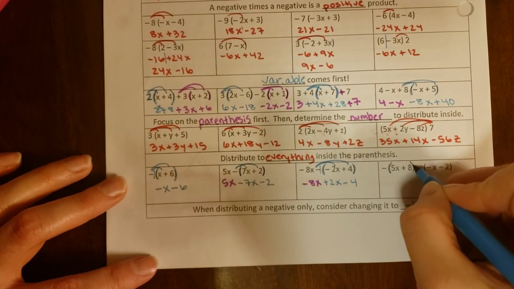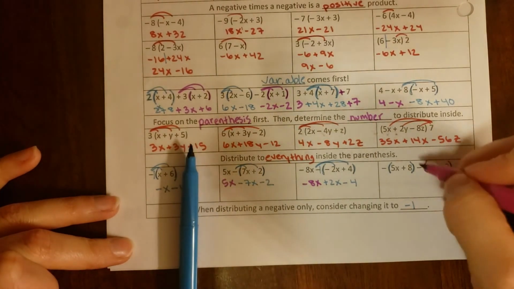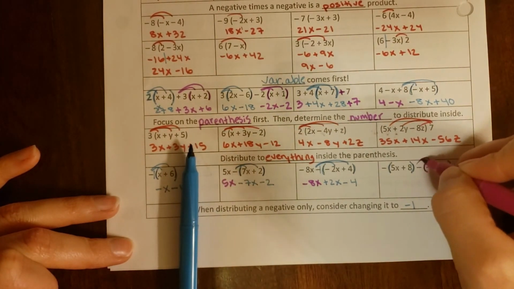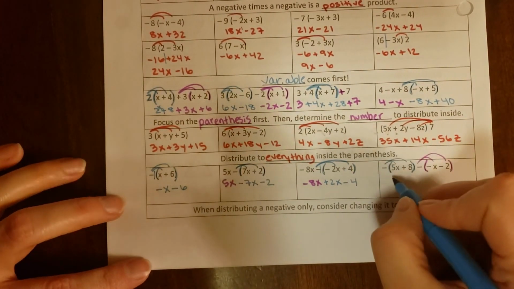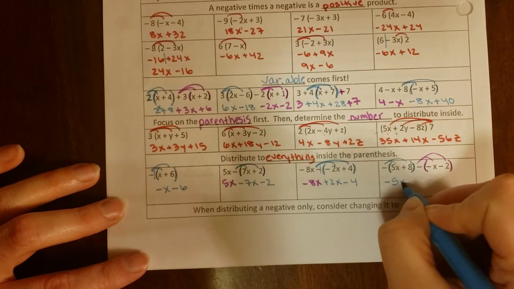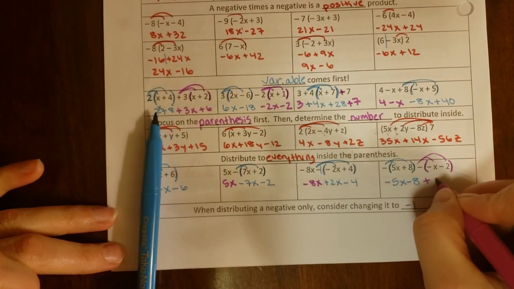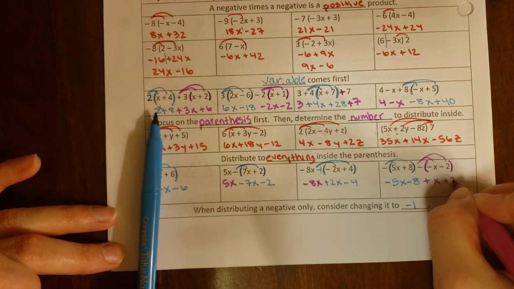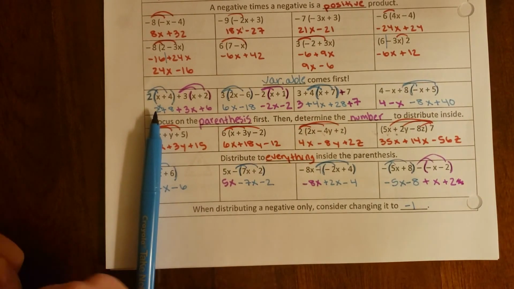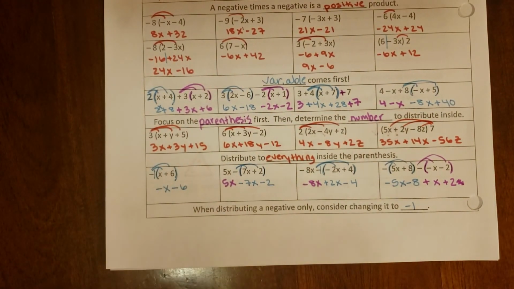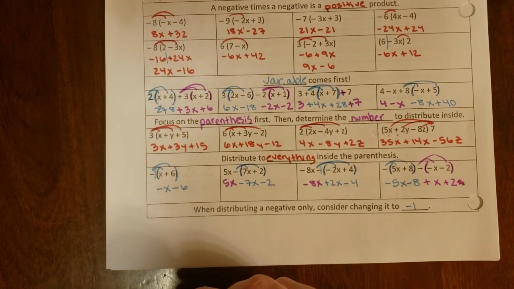Here we have 2 sets of parentheses. Boy, that makes things complicated. So this negative is going to distribute here. This negative is going to distribute here. So this becomes negative 5x minus 8 and positive x and positive 2, just 2. Okay. And again, in the future, we will be working on combining like terms, but that is where we are going to stop for this lesson.